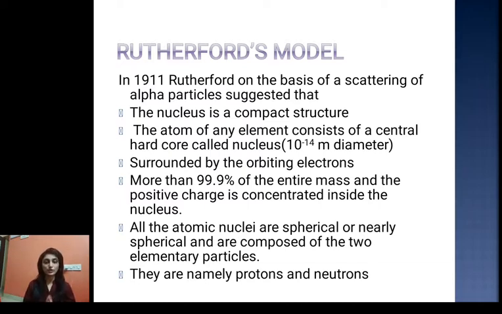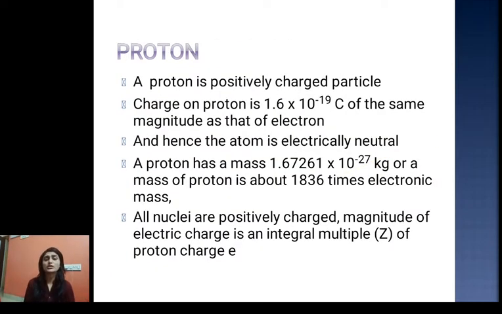All the atomic nuclei are spherical or nearly spherical and are composed of two elementary particles, namely protons and neutrons. So let's talk about the proton. A proton is a positively charged particle. The charge on a proton is the same as the charge on an electron in magnitude. It is 1.6 into 10 raised to minus 19 coulomb, and hence the atom is electrically neutral.